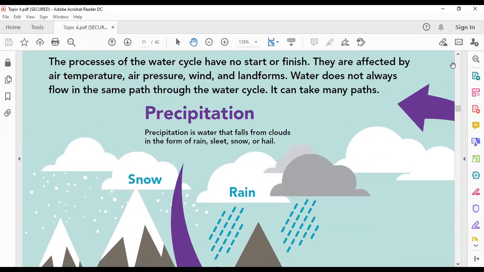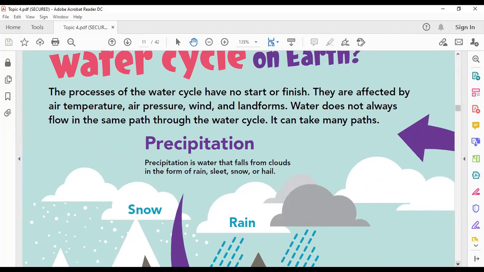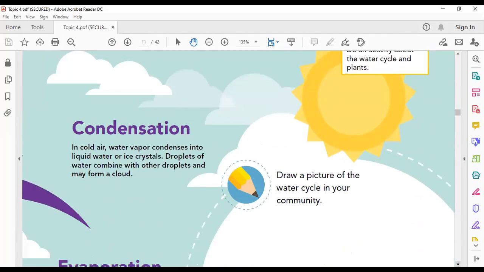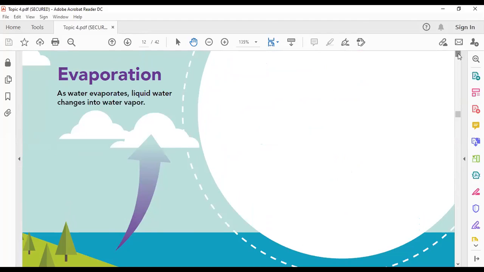These clouds, what happens to the clouds? These two pages show the water cycle. Notice that it is evaporation. Let's start from here. Water evaporates from the oceans or from land or whatever. As water evaporates, liquid water changes into water vapor.